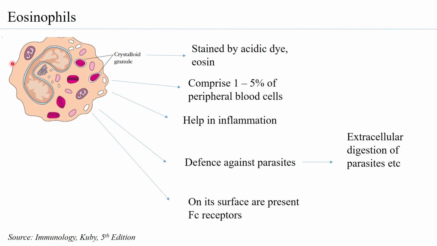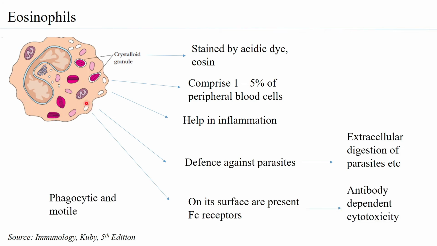And on its surface are present Fc receptors, and these Fc receptors can bind to antibodies, especially those already bound to antigens. So the antigen antibody complex can bind to these Fc receptors, and when they bind to the Fc receptors, the eosinophils become active, and on activating, they are able to carry out phagocytosis or release inflammatory soluble factors that can finally kill the antigens. So therefore, one is very clear that eosinophils are both phagocytic as well as motile.